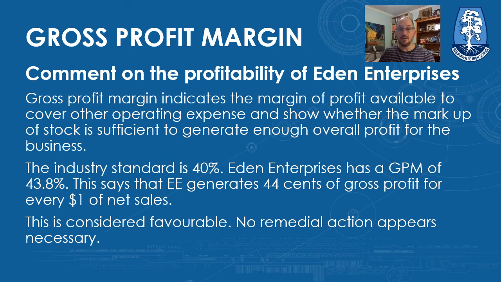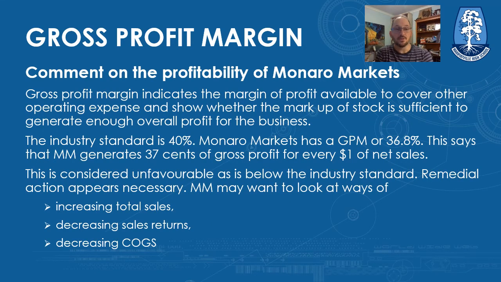Let's now have a look at Monaro Markets. First, we're going to state the definition again. Gross profit margin indicates the margin of profit available to cover other operating expenses and show whether the markup of stock is sufficient to generate enough overall profit for the business. The industry standard is 40%. Monaro Markets has a gross profit margin of 36.8%. This says that Monaro Markets generates 37 cents of gross profit for every $1 of net sales.